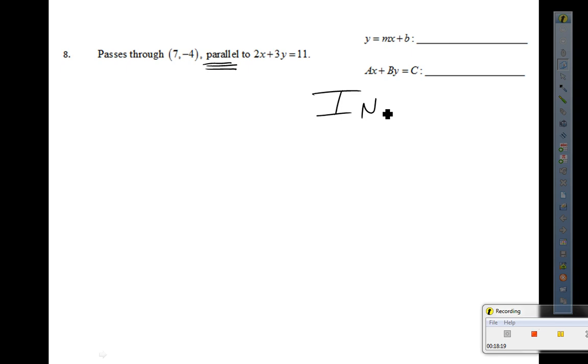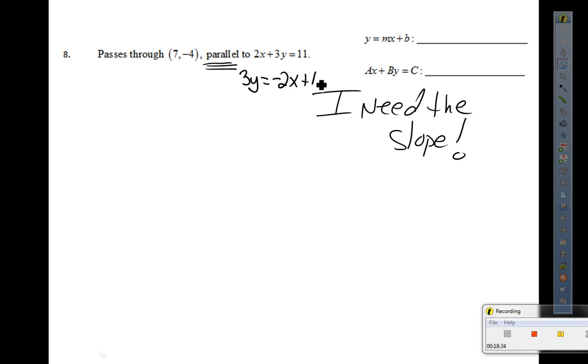Remember, I'll erase this here in a second. Whenever you're given a problem like that, you need the slope. So let's solve this thing for y. I've got 3y = -2x + 11. I simply move that x to the other side. Let's divide everything through by 3. So I've got y = -2/3 x + 11/3.